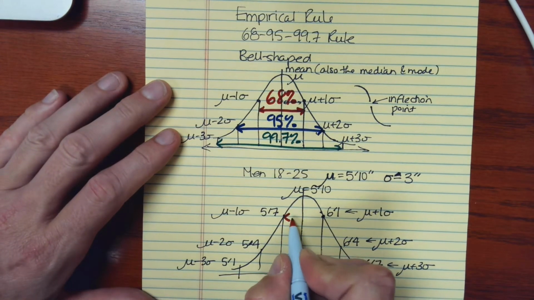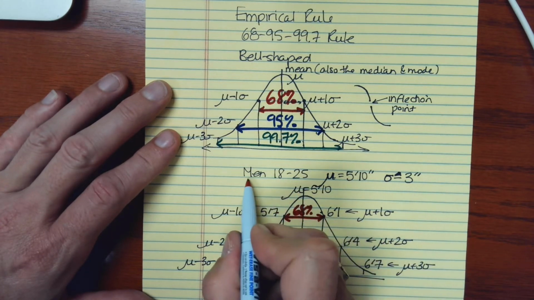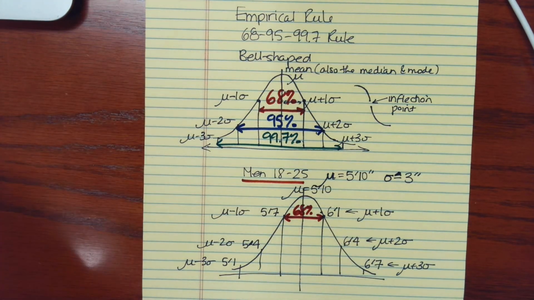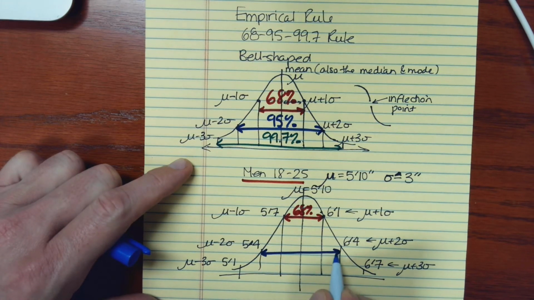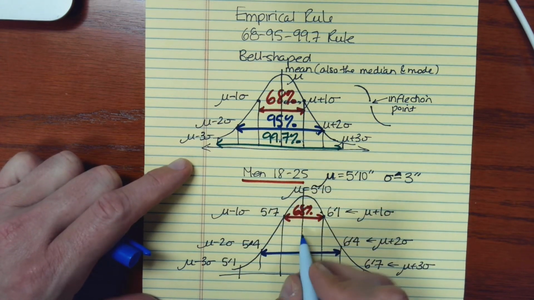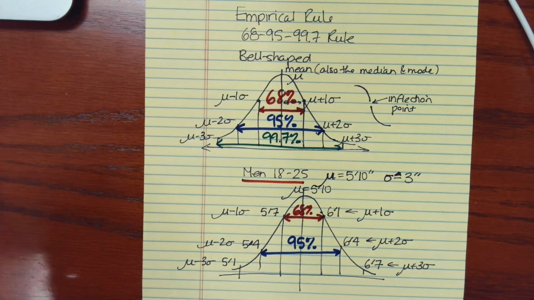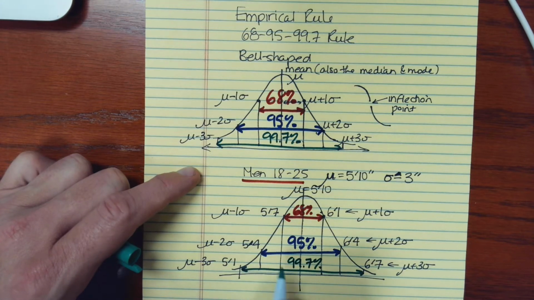Well, it says that 68% of men who are between the ages of 18 and 25 are between 5'7" and 6'1". And 95% of men in this age range are between 5'4" and 6'4". And finally, almost all, or 99.7% of men, are between 5'1" and 6'7".